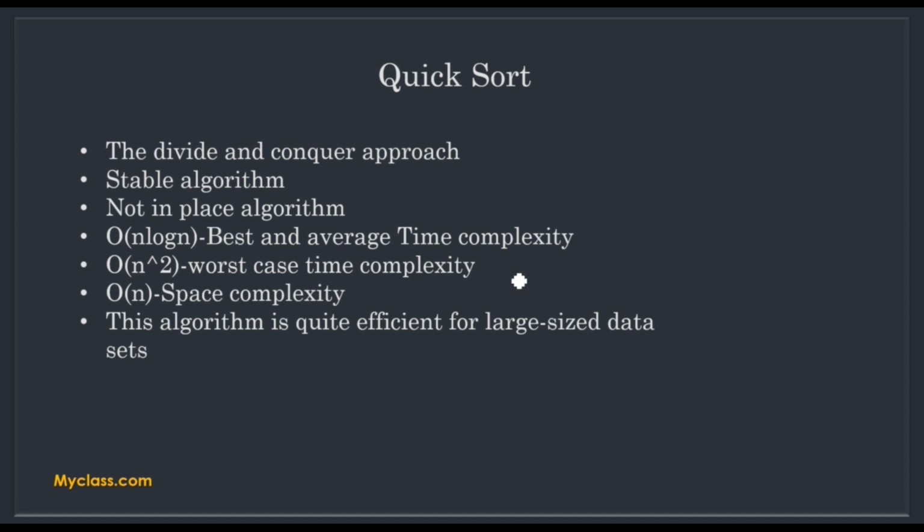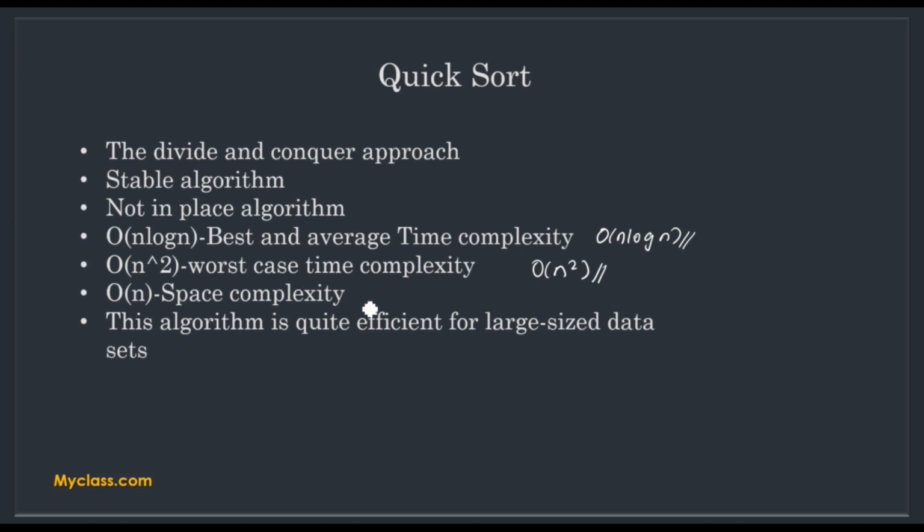Next point is the best and average time complexity is order of n log n. Like merge sort, in merge sort the best, worst and average are all order of n log n, but in quicksort, best and average are order of n log n, but the worst time complexity is order of n square. Remember, best case is order of n log n, worst is order of n square.